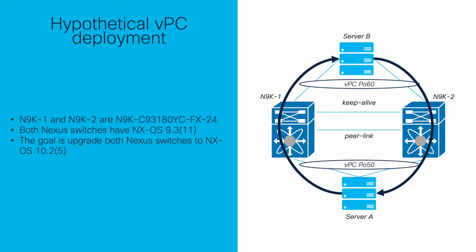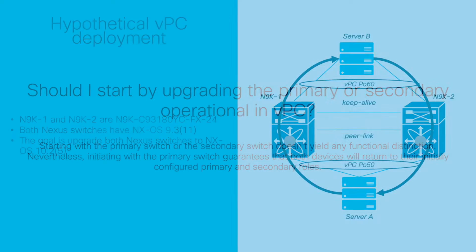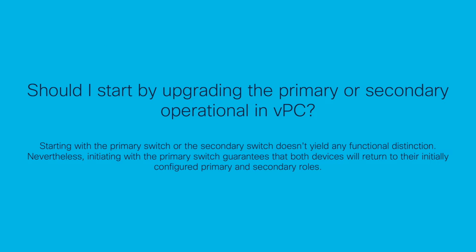Suppose you are the network administrator of a data center where there are two Nexus 9Ks. Both Nexus switches have NX-OS 9.3.11 and the goal is to upgrade both to NX-OS 10.2.5. The first question you may ask yourself could be, should I start by upgrading the primary or secondary operational in vPC? The answer is, starting with the primary switch or the secondary switch doesn't yield any functional distinction.